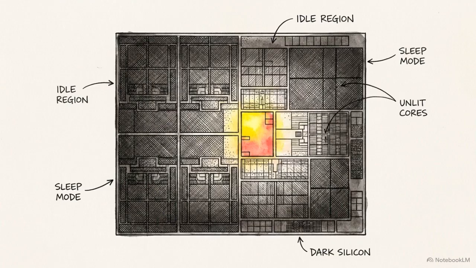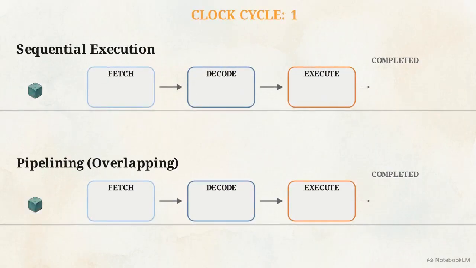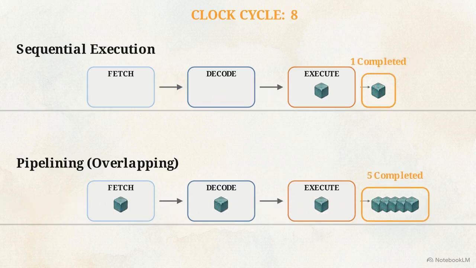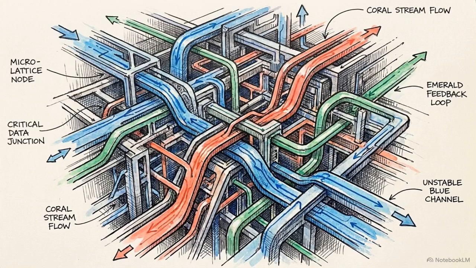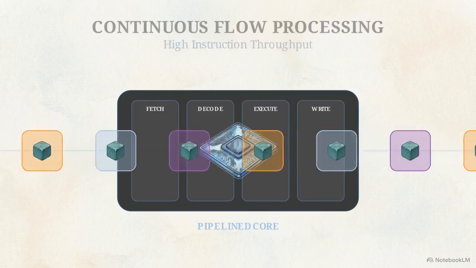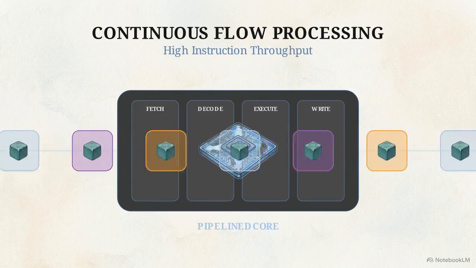Strictly sequential execution, waiting for one instruction to completely finish before fetching the next, leaves vast portions of the CPU sitting idle. To solve sequential latency, processors use pipelining. This architecture overlaps distinct instruction phases. Pipelining functionally multiplies instruction throughput per clock cycle without requiring an increase in base clock speed. This introduces severe complexity to the hardware design, as the processor must carefully manage data dependencies between adjacent instructions to avoid errors. Pipelining transforms the CPU from a step-by-step calculator into a continuous flow processing engine.